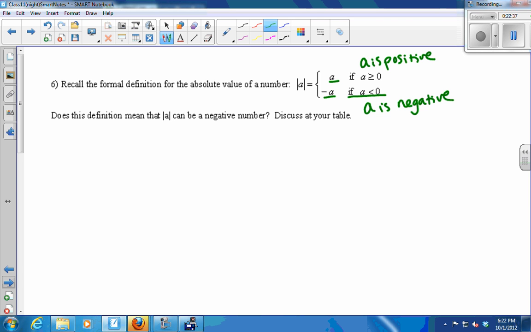So this is saying in our really super mathematical notation what we think of as absolute value. It says if A is negative, you take the opposite, that is, make it positive. And if A is positive, you leave it alone.